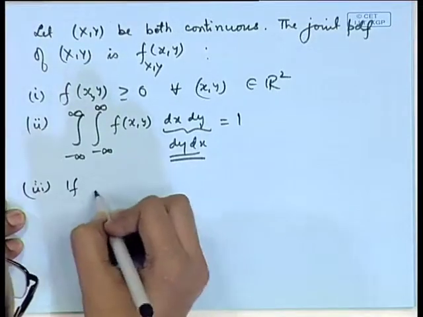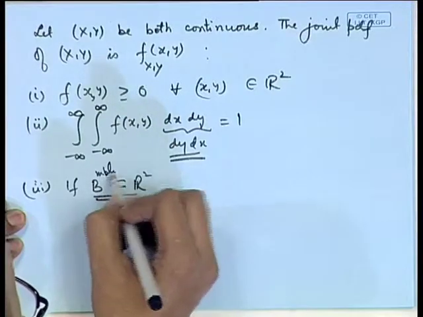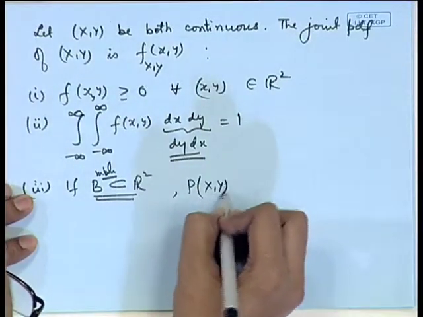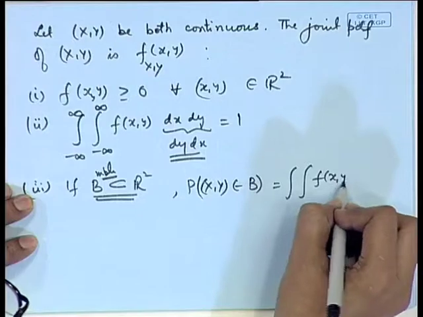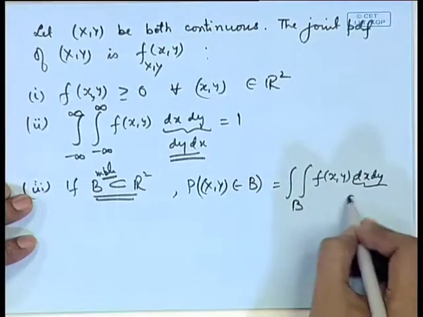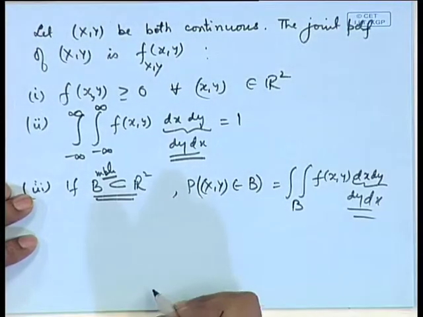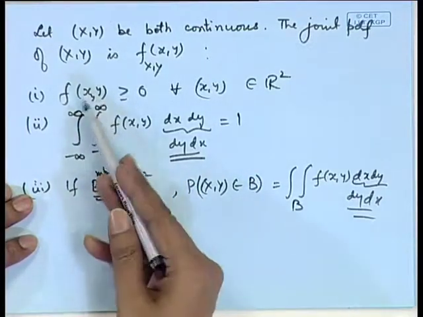And if B is a measurable subset of R 2, then the probability of x y belonging to B will be given by the integral of the density over the set B. Integration may be in any order. If the probability density function is given, we may be able to answer any probability statement related to the distribution of x y, the joint distribution or marginal distributions of x and y. Thank you.